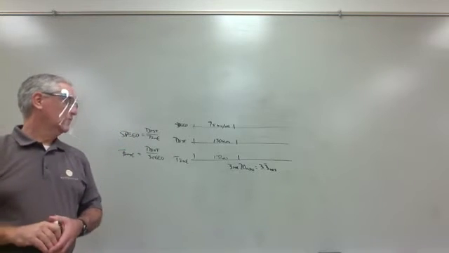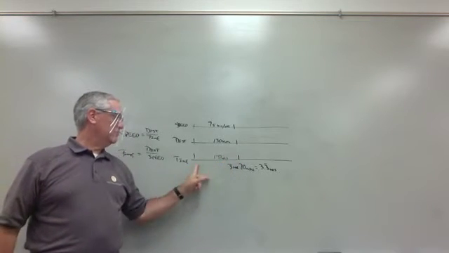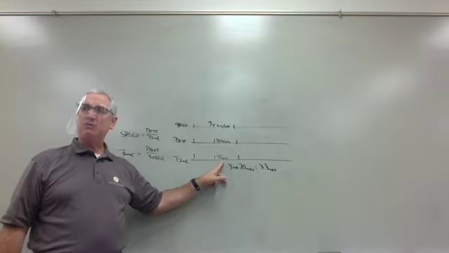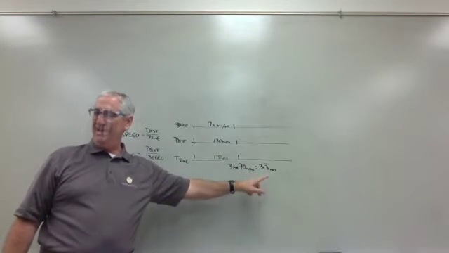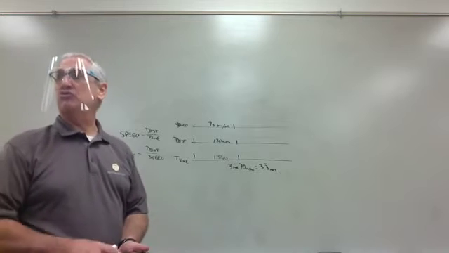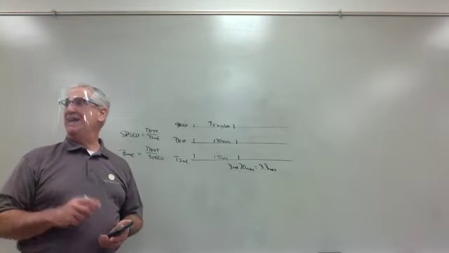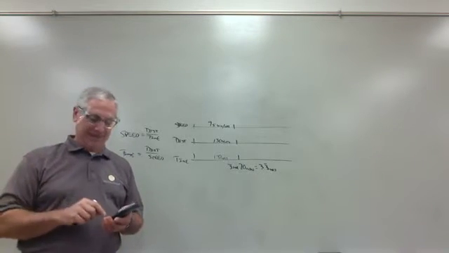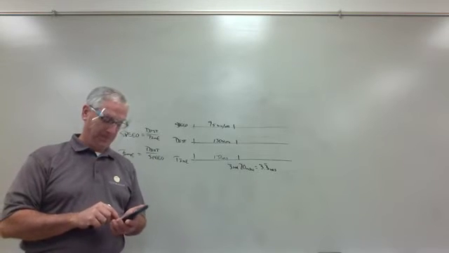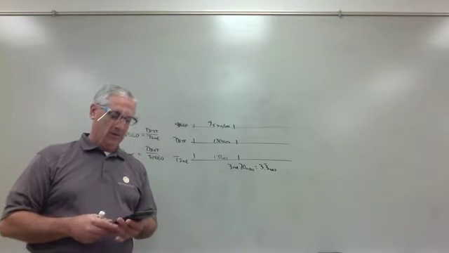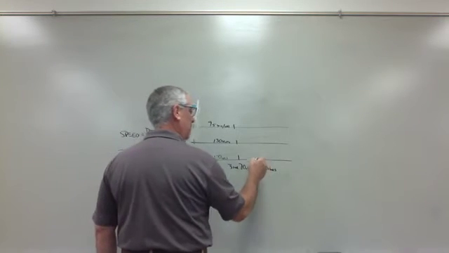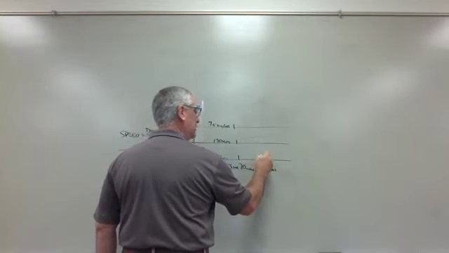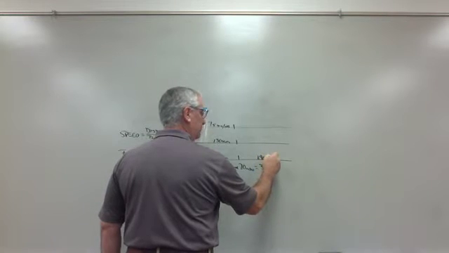So if I know this part of the trip was 1.37 hours, and the total trip is 3.3 repeating hours, I can just subtract those and find out how long it took for the second part of the trip. And so you get 1.965 hours.